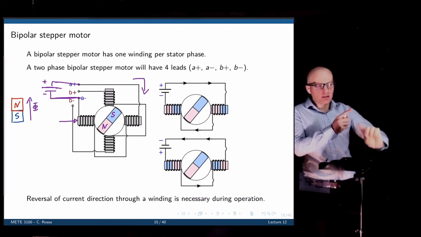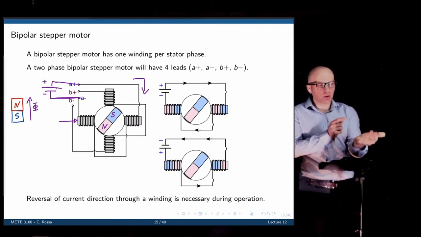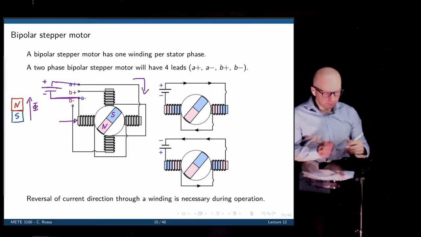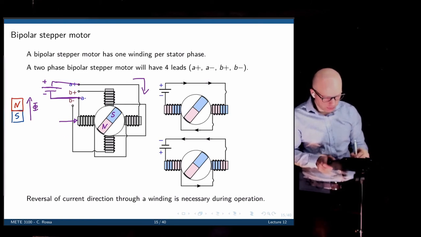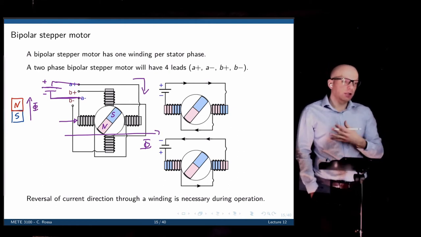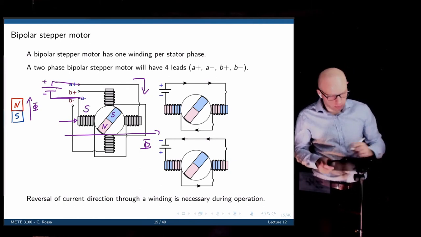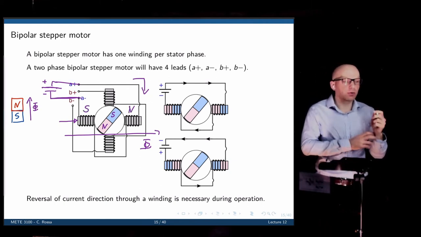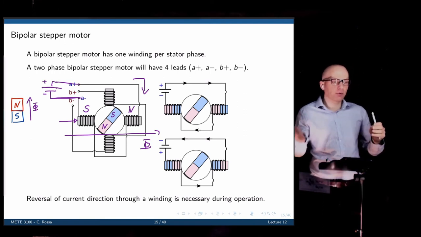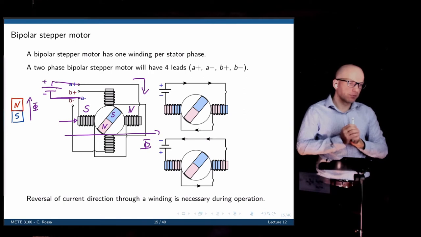So if it rotates like that, we can use the right-hand rule to determine the direction of the magnetic flux. It's going to point to the right. So the magnetic flux goes like that. According to our convention, the magnetic flux goes from south to north, so this creates a south pole, and this side here becomes the north pole. Now, south is attracted by the north pole, so the rotor rotates clockwise.